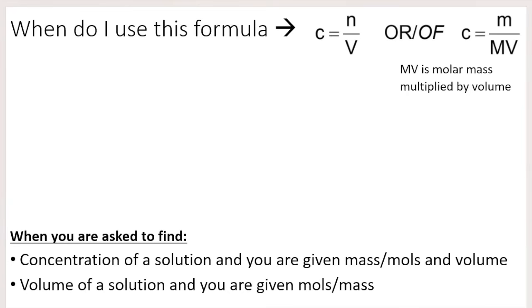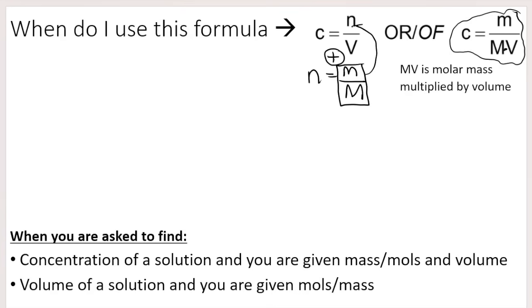Our next formula is C is equal to N over V, or this is a combined formula, C is equal to baby M divided by big M multiplied by V. Now the reason why there are 2 formulas over here is because to get the second formula that I'm circling, they combined the first one with N is equal to baby M over big M. So if I substitute M over M, mass over molar mass, into the place of N, you're going to end up with this formula. So when do I use this formula?